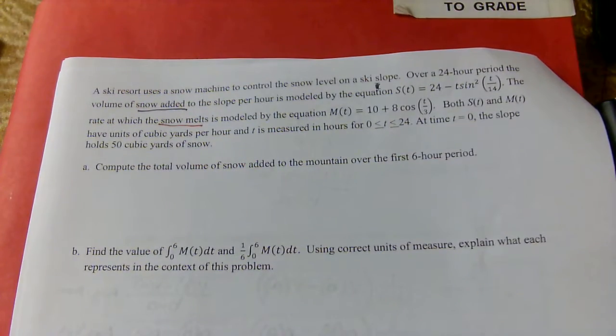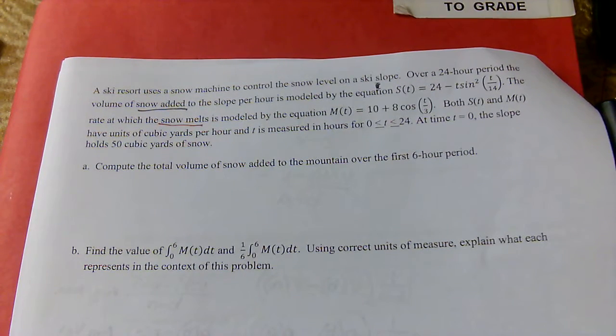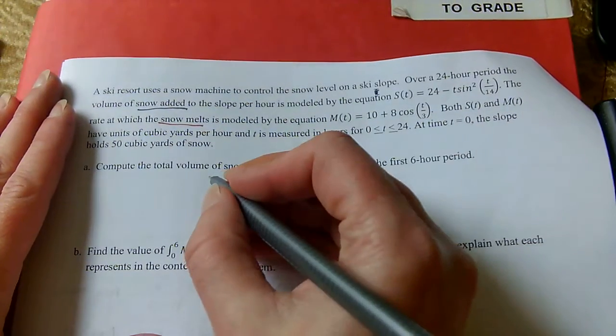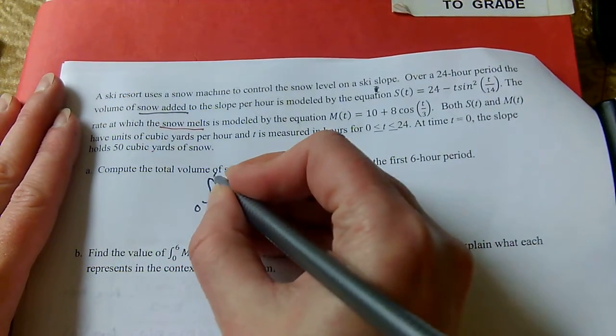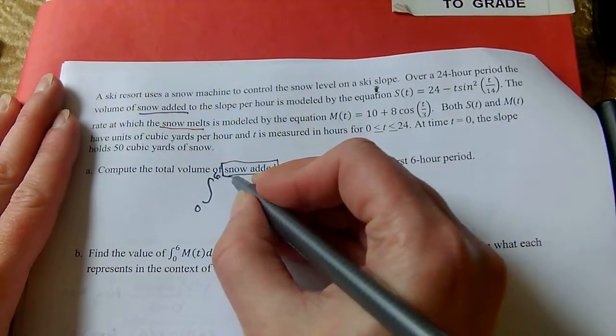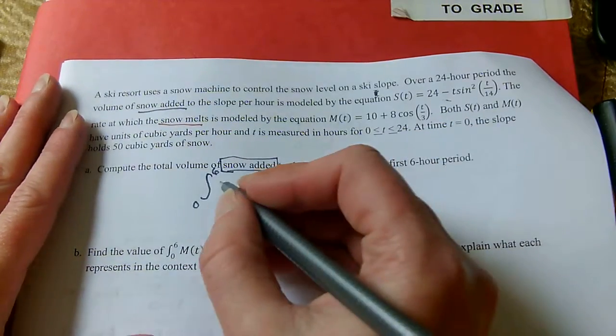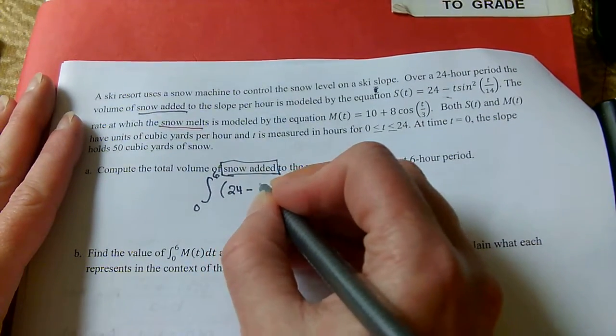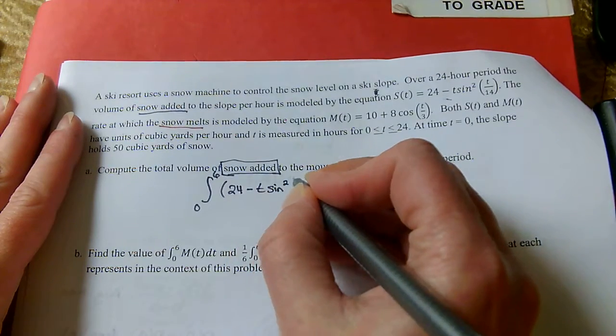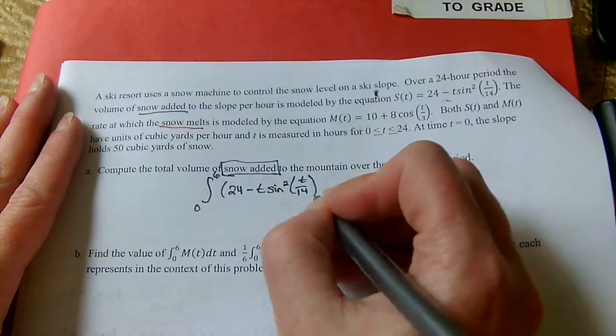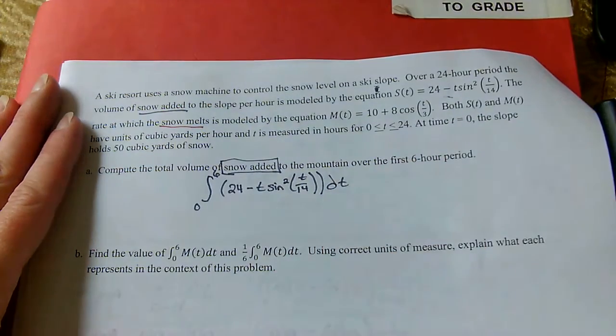Okay, so let's think. Compute the total volume of snow added to the mountain over the first 6 hours. So how much has the snow changed in the first 6 hours? That would be the integral from 0 to 6 of the snow that's being added. Well, the rate that it's being added is this function, 24 minus t sine squared of t over 14, with respect to time.